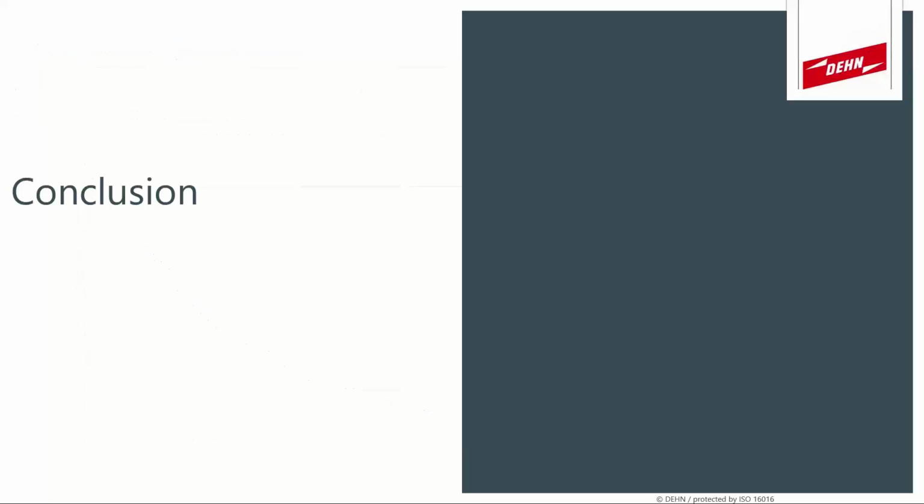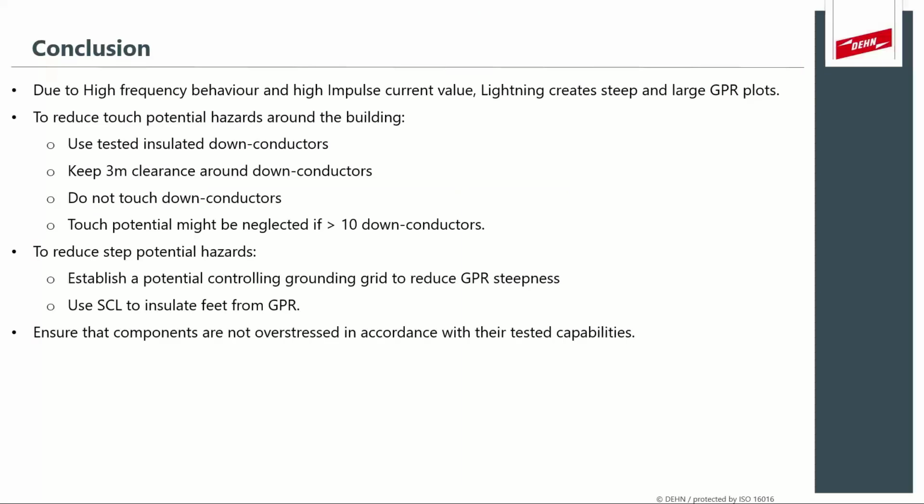Okay, so just to take a step back and conclude and recap on everything that we spoke of. Due to the high frequency behavior and the high current values, fault current, impulse current values that lightning creates, it creates extremely steep and large ground potential rise plots. Now, to reduce the touch potential hazards around a building to fight against this ground potential rise, we use tested insulated down conductors or keep a 3-meter clearance distance around the down conductors.